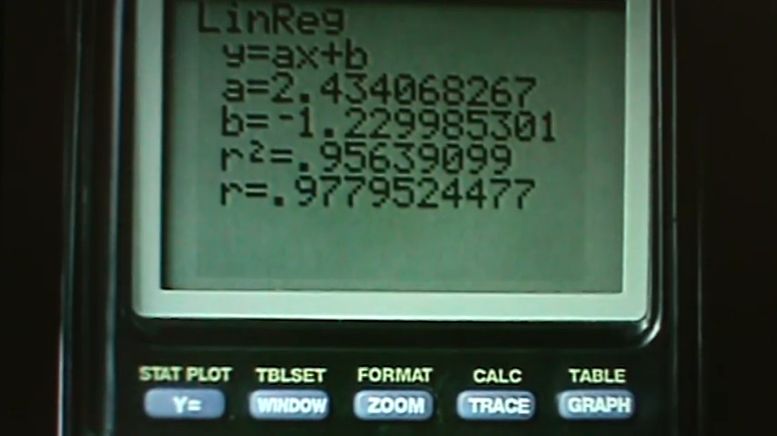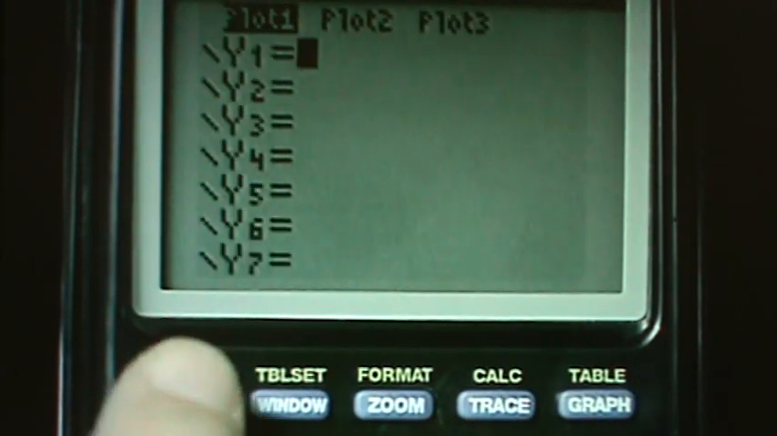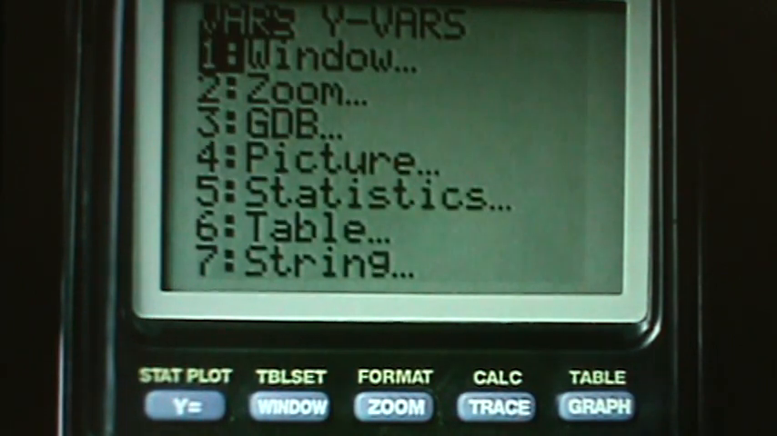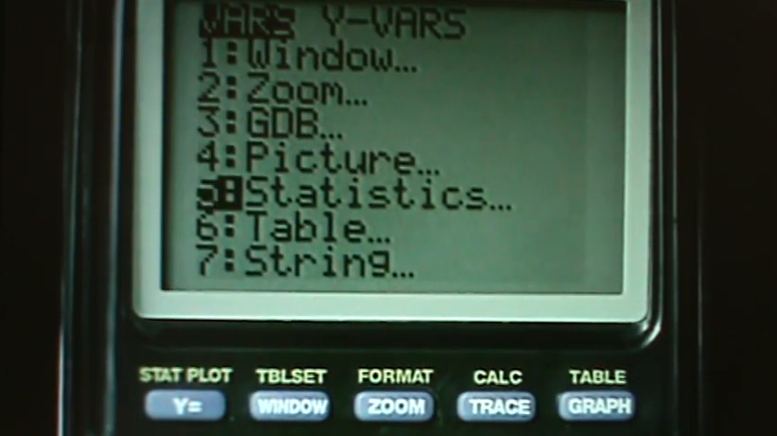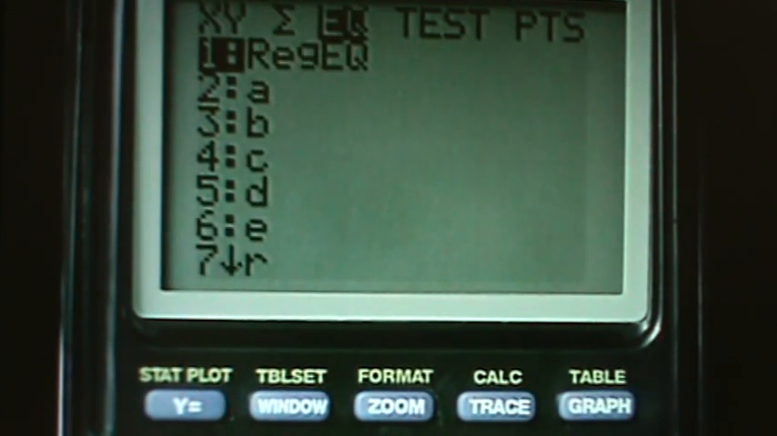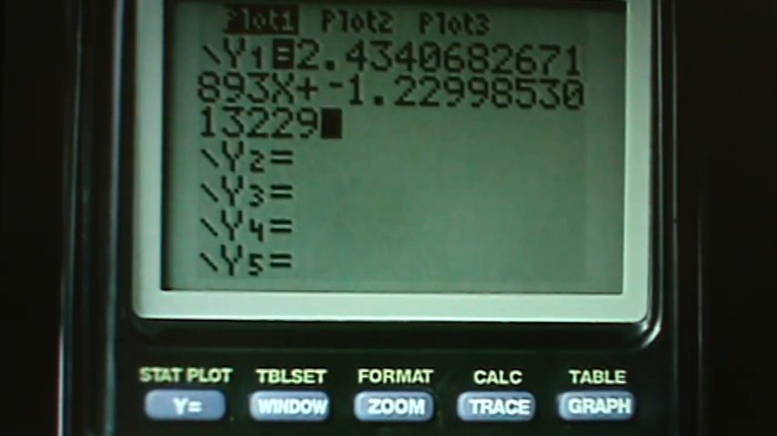To do that, we can press y equals. And to enter the equation, this is what I think is so neat. We want variables, VARS, press that button, and then we'd like item number 5 for statistics. I can cursor down to it and press enter, or I can just press number 5. And I want a statistics equation, so I'll cursor to the right twice for equations, and the very top one is a regression equation. And so I'll press enter, and it automatically enters that equation for me according to the regression that we just performed.